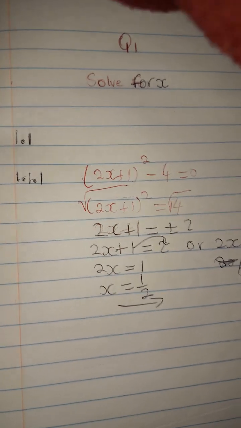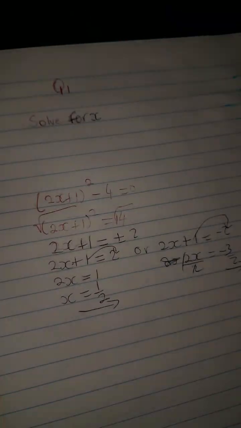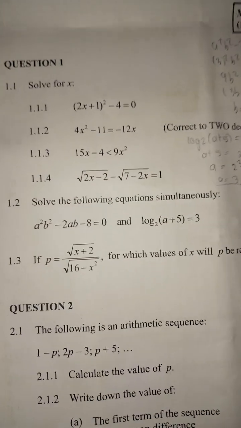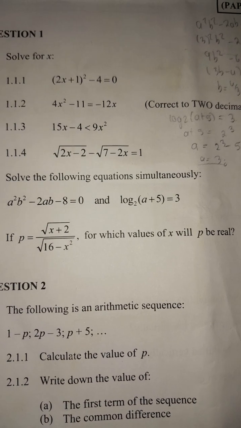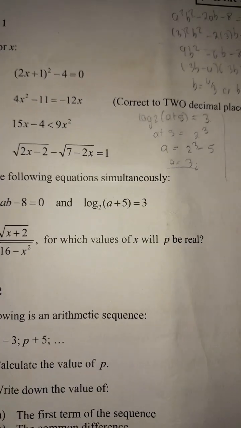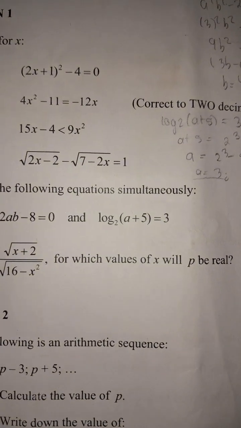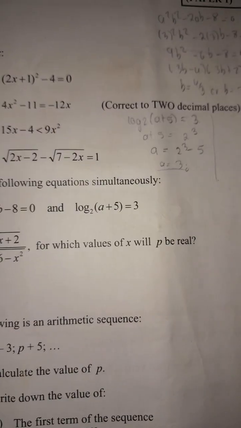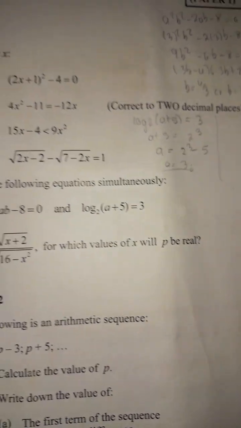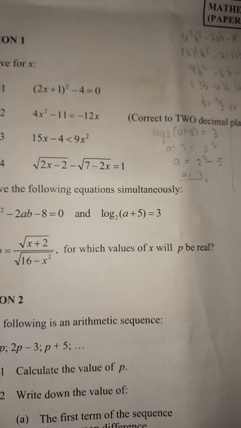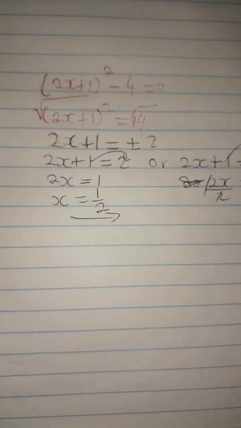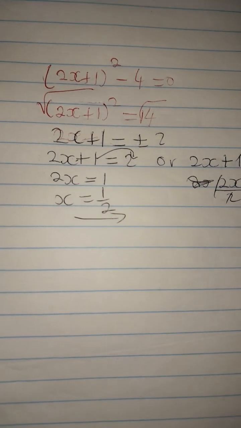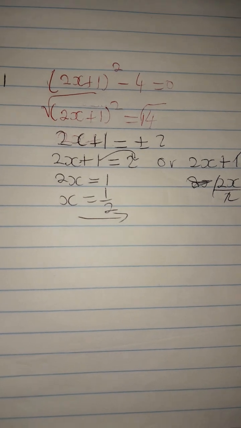So that's the first solution in that case. Right, let's look at 1.1.2. At 1.1.2, we are given 4x² minus 11 equals negative 12x, correct to 2 decimal places. When they say correct to 2 decimal places, you have to use the quadratic formula. Let's work it out as well.